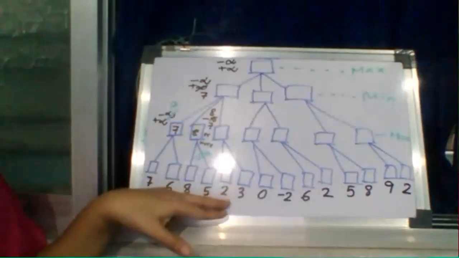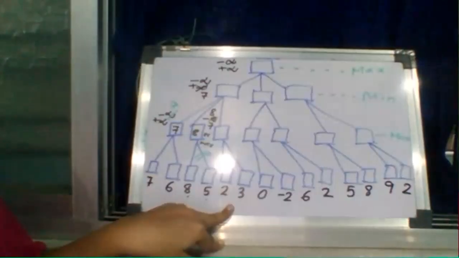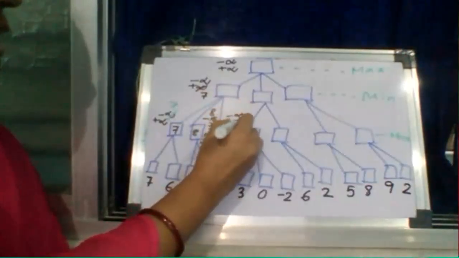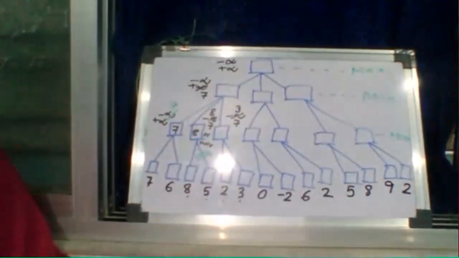Now we come here. When we are coming to this state, the value of alpha is minus infinity and the value of beta is 7 because we are following this. Now among these two values 2 and 3, what will happen? As max player is playing, max player will select the maximum value and that is 3. So alpha value will be updated and alpha value will be 3. Here no pruning is done. So in this node 3 will be selected.